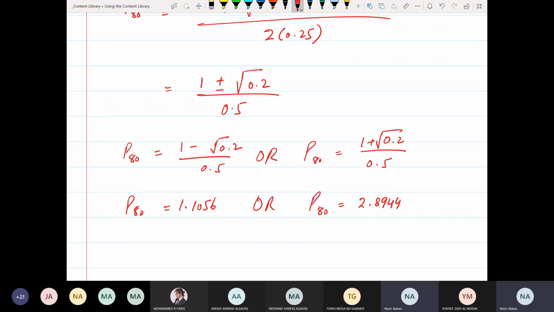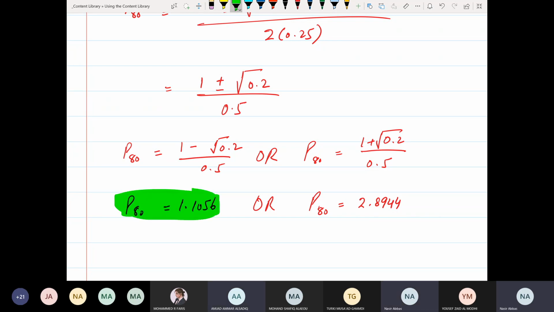It will be a single value. Now, which is the 80th percentile and which one is not the 80th percentile? One of them is the 80th percentile and one of them is not. The left one, because the right one exceeds the values that we have.